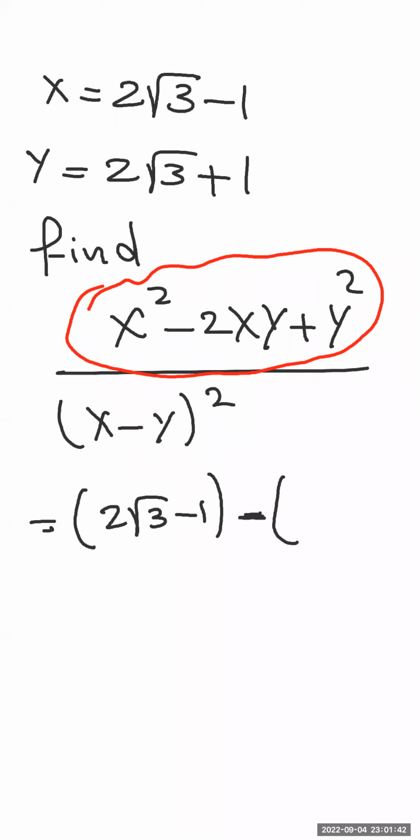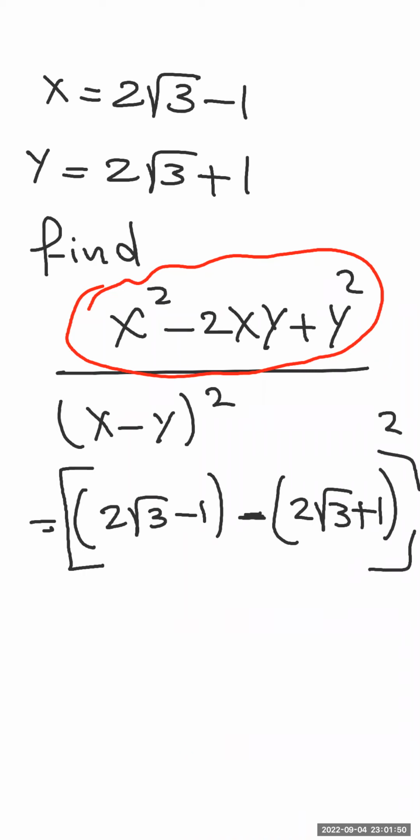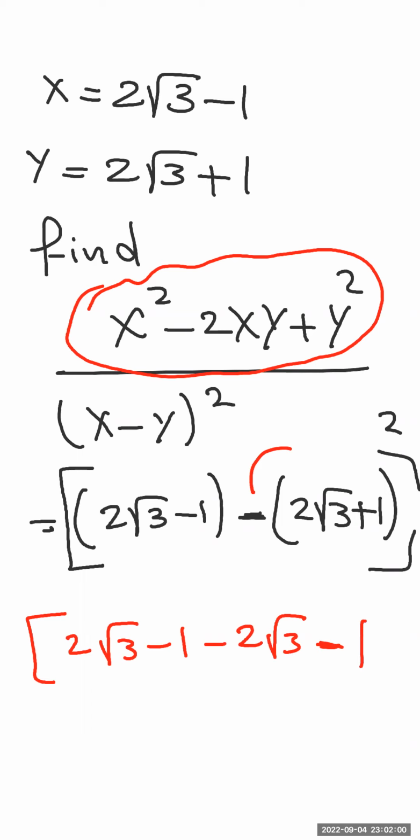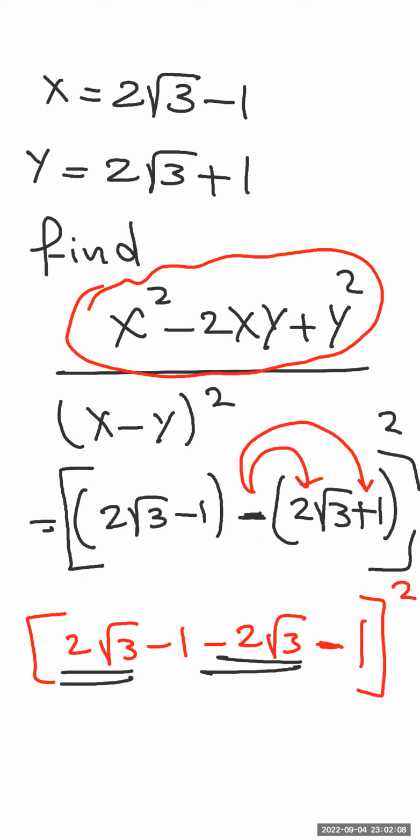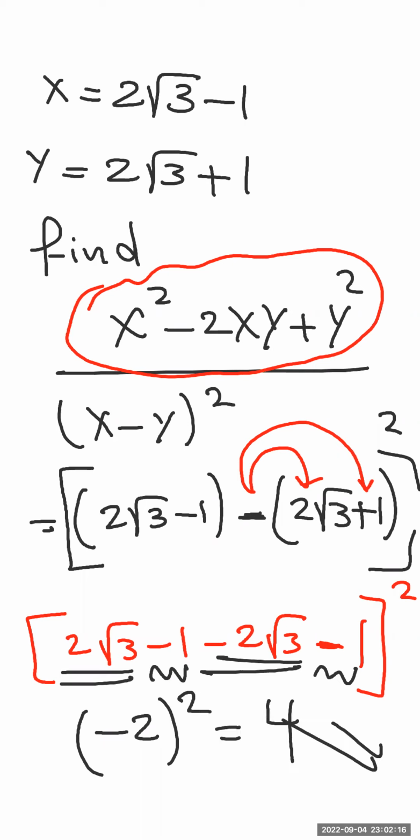Minus 2 square root of 3 plus 1, and this all to the power 2. Now it will equal 2 square root of 3 minus 1 minus 2 square root of 3 minus 1, because here it is minus this term and also minus this term, to the power 2. Now 2 square root of 3 minus itself is 0, negative 1 minus 1 is negative 2, to the power 2. So it equals 4. Now has it become clear, guys, or not yet?